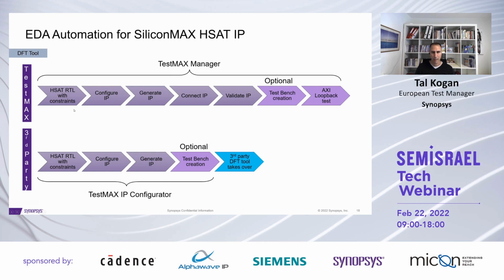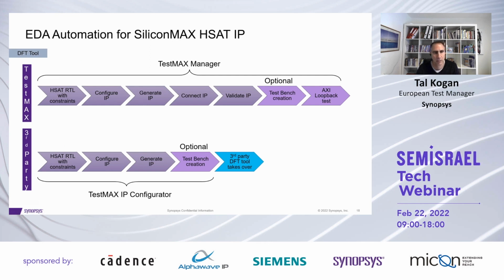Always an IP comes with constraints, timing constraints, and those have to be adhered to. You integrate that IP. You can validate it. You get a test bench, which dynamically allows you to validate your whole system. And as part of it, you also have the AXI loopback test that checks that, even on that level, everything performs fine. Now, all of that is performed through our TestMax Manager platform. And many of our customers know that already.